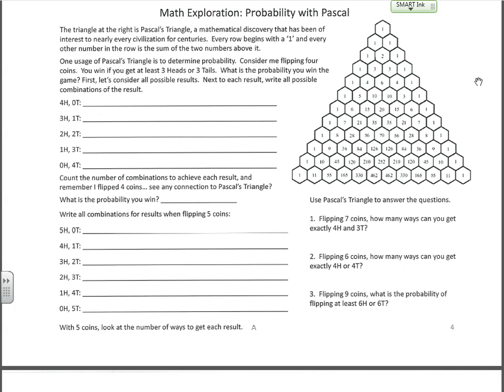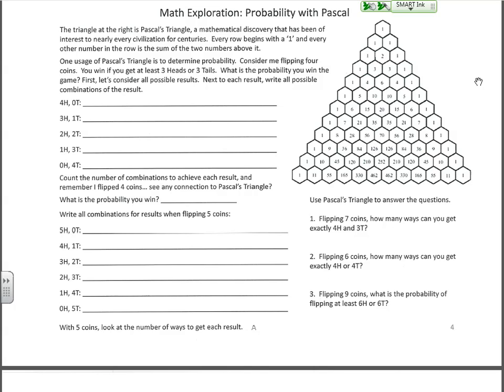All right. So we talked about last packet that Pascal's triangle has that whole Plinko relationship where it's the number of paths to the top from any given element here. Today we're going to talk about Pascal's triangle in relationship with probability because this is awesome. Okay. So one usage of Pascal's triangle is to determine probability.